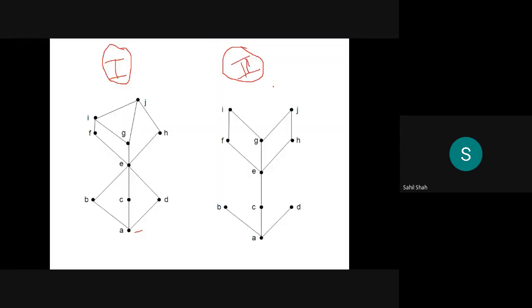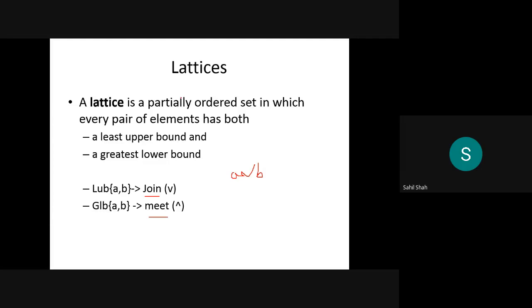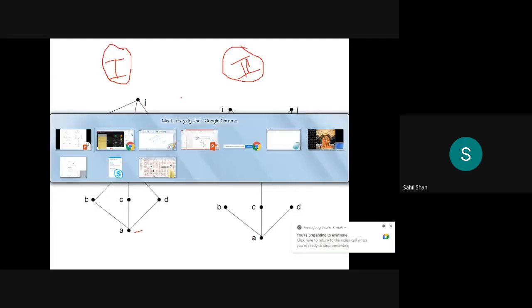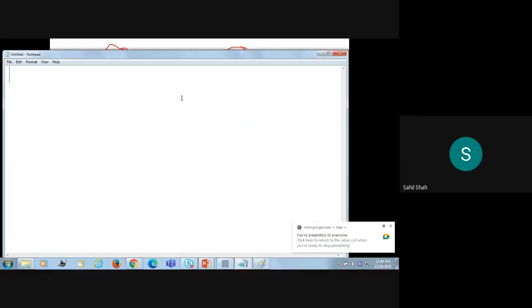Yes, correct. In the examination, if the question is asked, you will first write the definition of lattice. What is a lattice? A lattice is a poset in which every pair of elements has both LUB as well as GLB, that is, join and meet exist. Right? So we have several properties related to this. Let me clear those properties first.